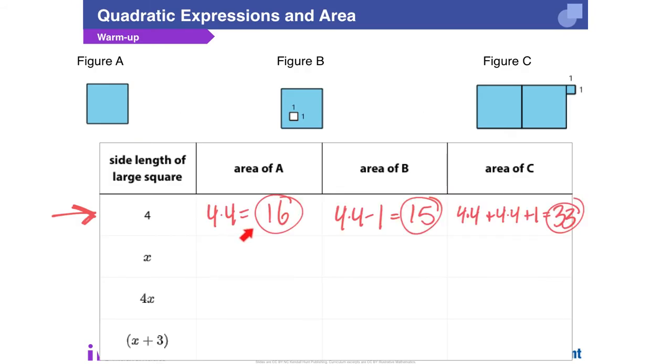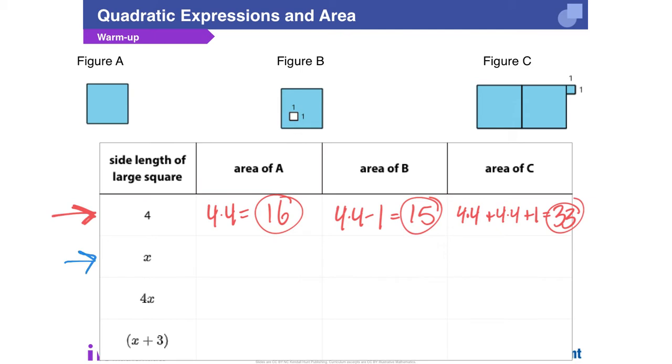In the first row here, we're just looking at what would the area of each of these be if the side length of the square was 4. So our first one would be 4 times 4, which is 16. The next one would be 4 times 4 minus 1, because we're going to subtract that square in the middle there and get 15. And then figure C, I would have to take 16 plus 1 would be 33.